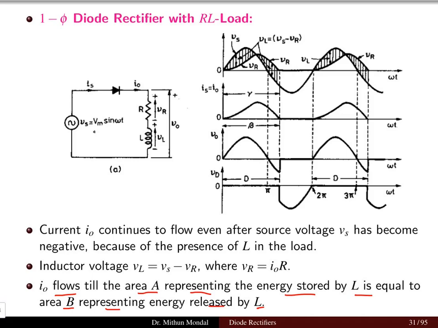So there are two areas which are basically overlapping. One area is the energy which is stored by the L, and the other area is the energy released by L. These two will be equal, and only then will the I naught stop flowing.